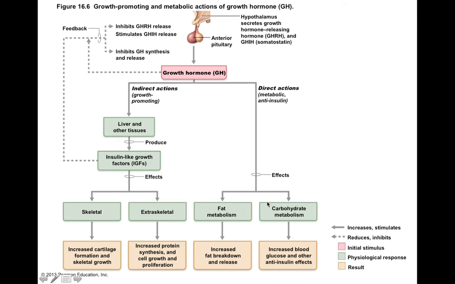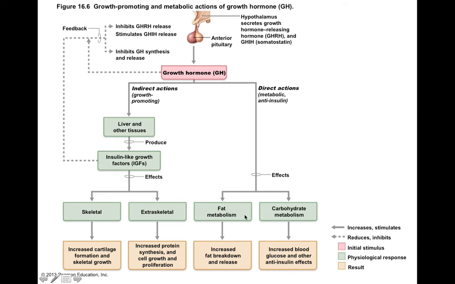Now, one of the other direct effects of growth hormone is carbohydrate metabolism, where we can increase our blood glucose concentration as well as have other anti-insulin effects. Now, we'll talk about insulin in the next video, or several videos from now. The effect of insulin is that it decreases blood glucose levels, but here growth hormone is going to oppose the effects of insulin and therefore increase blood glucose levels.